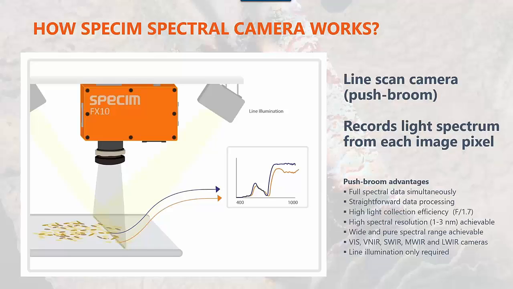So how does a Specim spectral camera work? As I mentioned earlier, our cameras are hyperspectral push-broom type imagers. So they are line scan cameras. So we are scanning the image line by line.